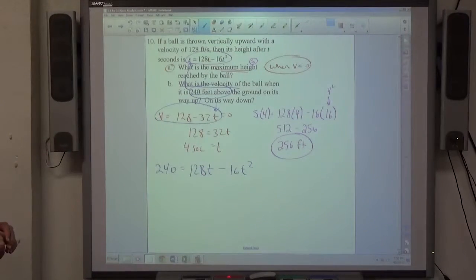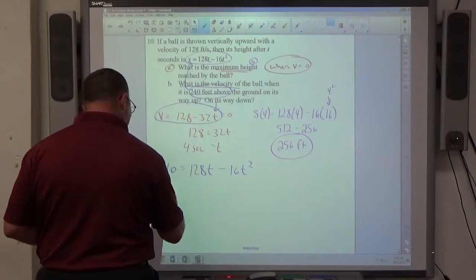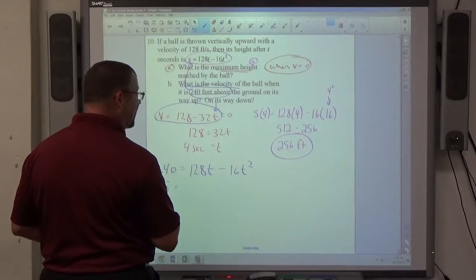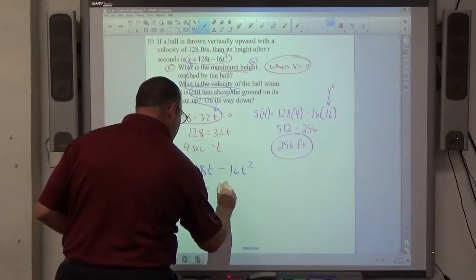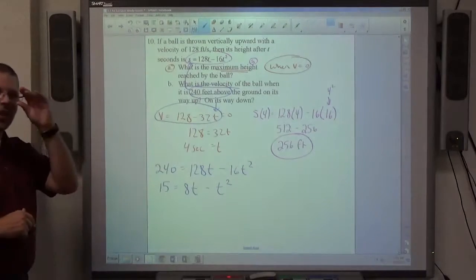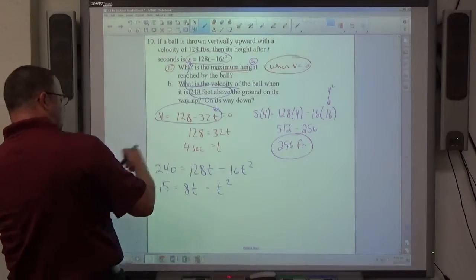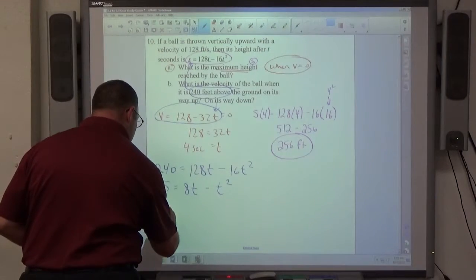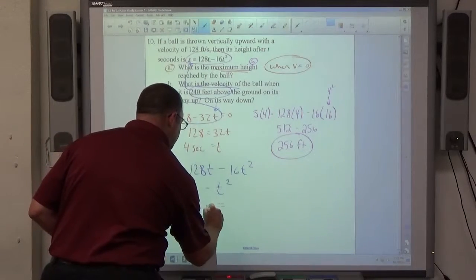I noticed that 16 divides all three numbers, so I would probably do that. 240 divided by 16 is 15. 128 divided by 16 is 8. 16 divided by 16 is 1. If you don't notice that, it's still workable, but it just makes it easier to do that. I move the t squared and the 8t over to the left. I like my quadratic term positive if I'm going to solve a quadratic equation. t squared minus 8t plus 15 is equal to 0.